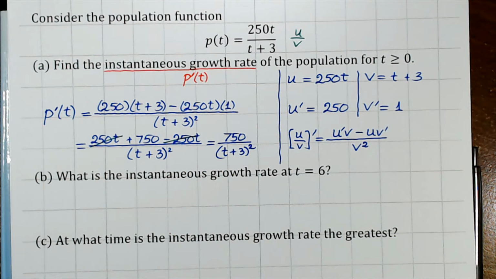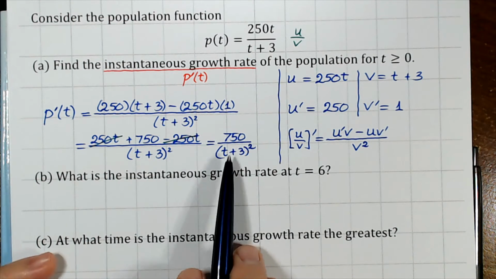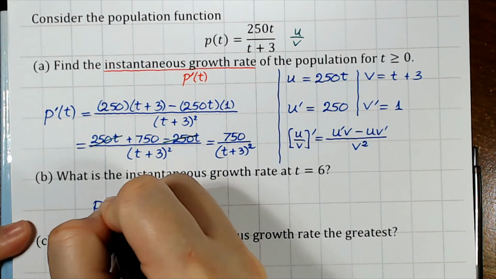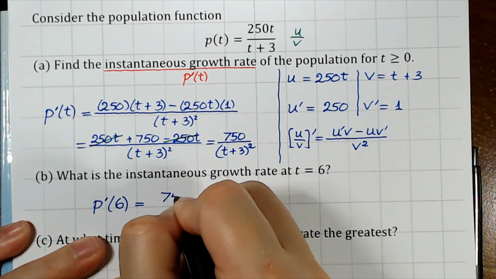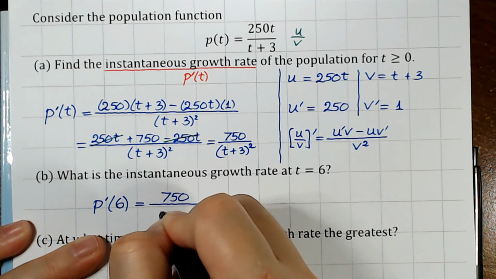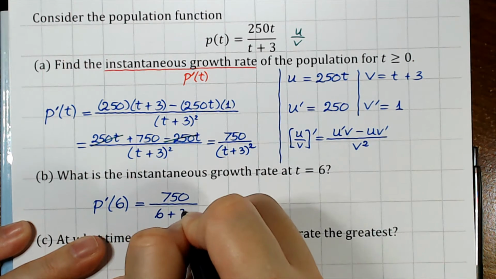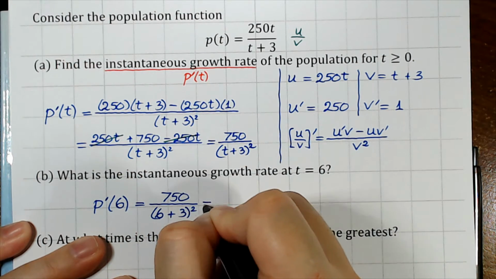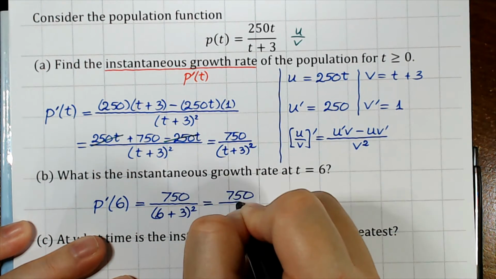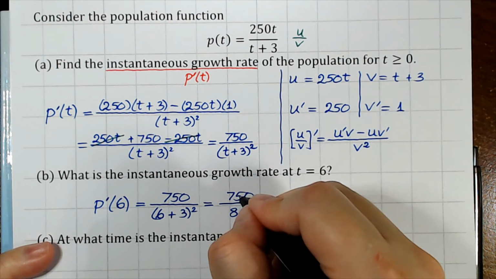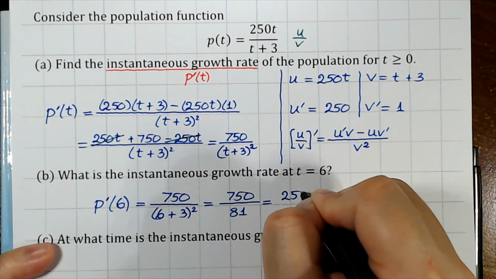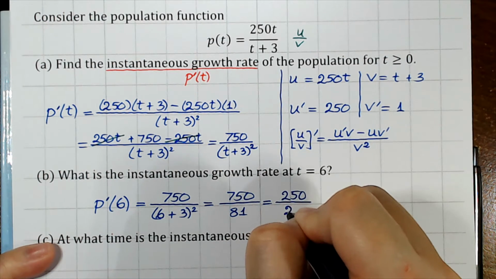And then next, what is the growth rate when t is equal to 6? We're going to put 6 in for t. So p prime at t equal to 6 is 750 over 6 plus 3 squared, so we have 750 over 81. Both are divisible by 3, so dividing by 3, we get 250 over 27.